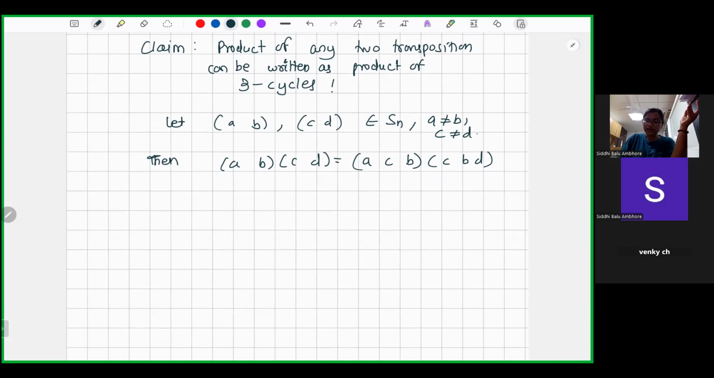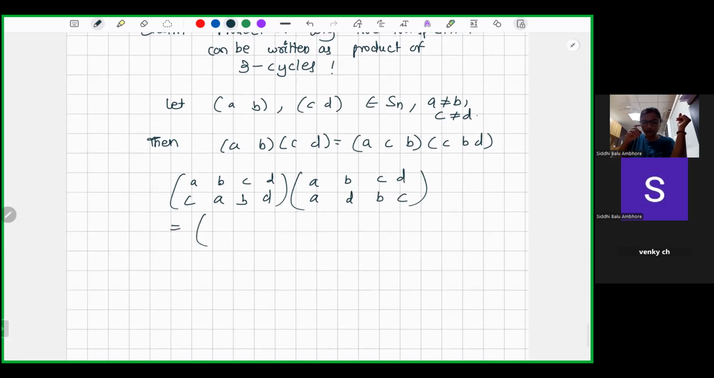and so let us see how this is. A, B, C, D. A is going to C. D is fixed here. B, A is going to C. C is going to B. B is going to A. And C, A, B, C, D. And here A is fixed. C is going to B. B is going to D. D is going to C.